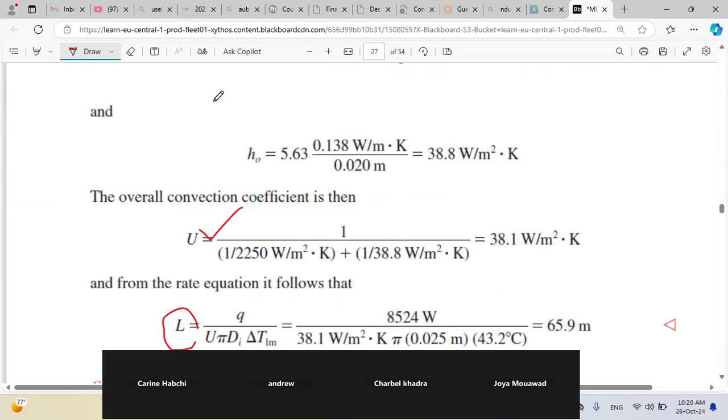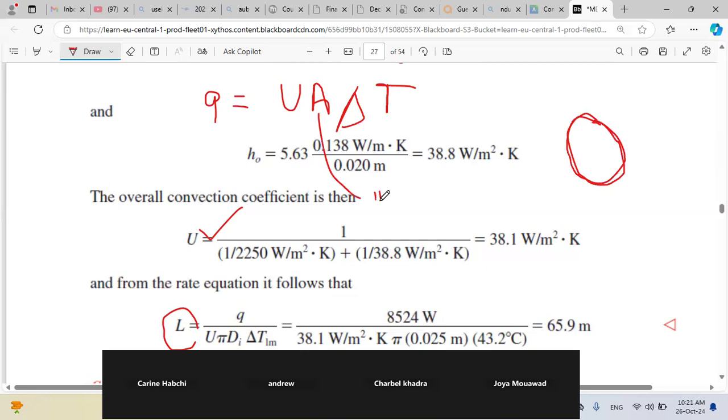Why? Because we said that Q is equal to the overall heat transfer coefficient times the area times delta T. And what is the area of exchange here in my heat exchanger? All heat transfer is taking place through the area of the inner tube. So my area here is pi d inner. And don't forget, what is delta T here? It is delta T logarithmic that we calculated at the beginning of the example.